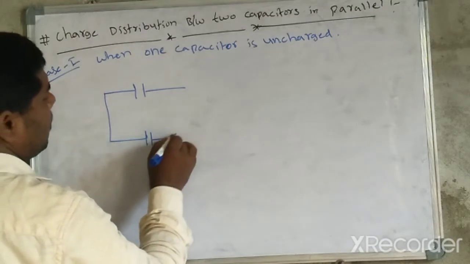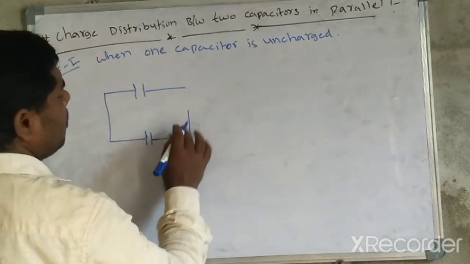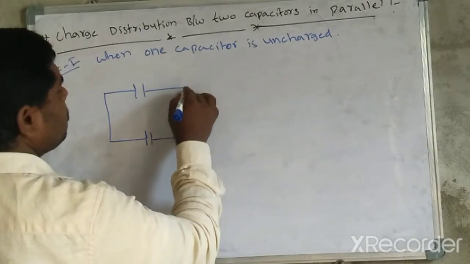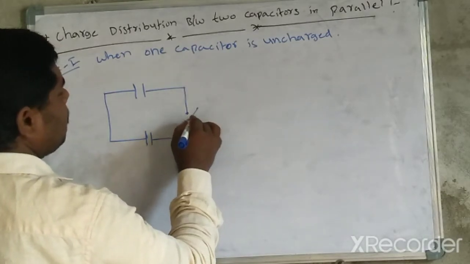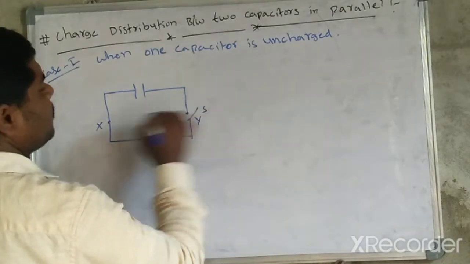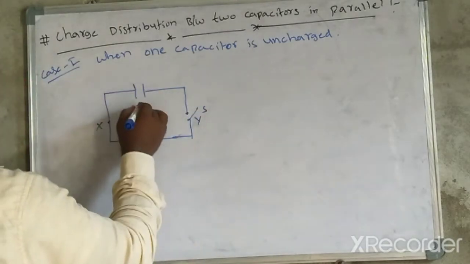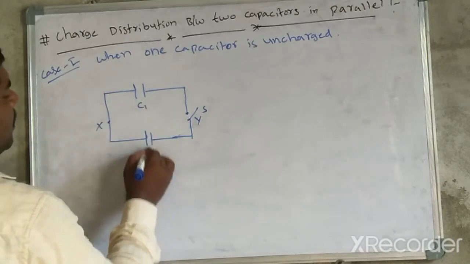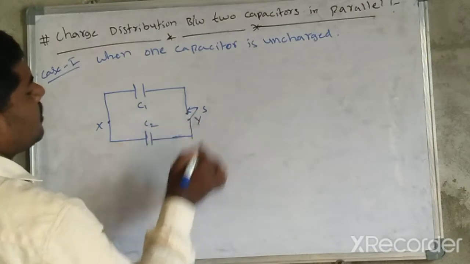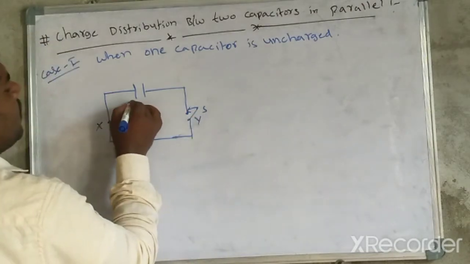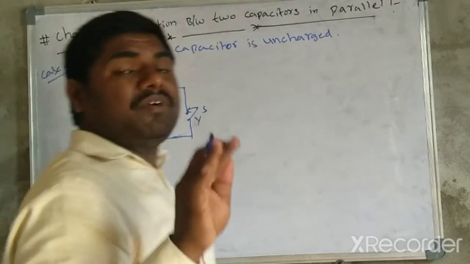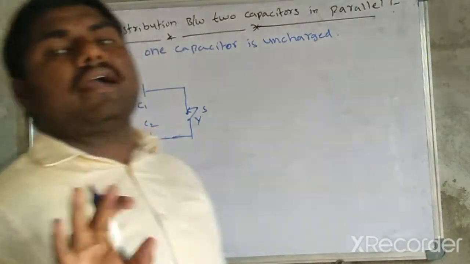Here I am going to take two capacitors connected in parallel like this, with a switch. This point is at potential Y, this point is at potential X. Here is the switch S, this one is C1, and this one is C2. Whenever the switch is closed, the charge accumulates. Only C1 is charged, C2 is uncharged.